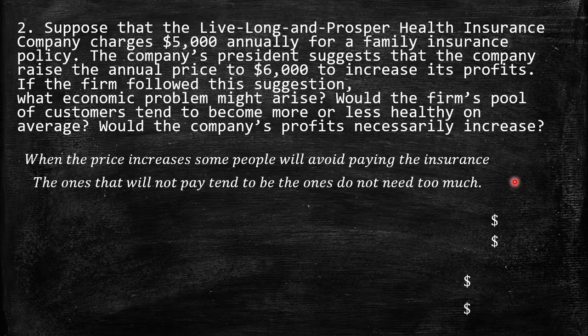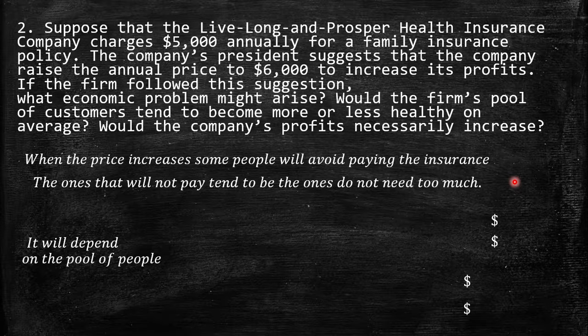But I would like to look at a different part, because maybe the ones that will not pay tend to be the ones that don't need it too much, right? But actually it will depend on the pool of people that pay for that insurance. Let's split into two groups. The first group, imagine a group that is risk averse. What does it mean? It means people who prefer to avoid taking risks. So they prefer to be insured naturally, so they prefer to pay.